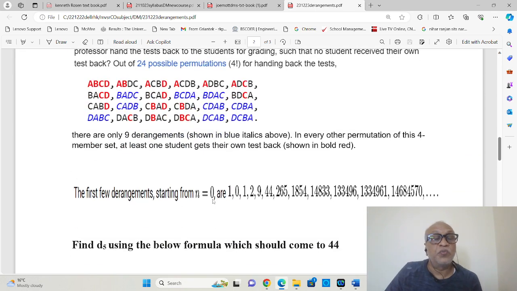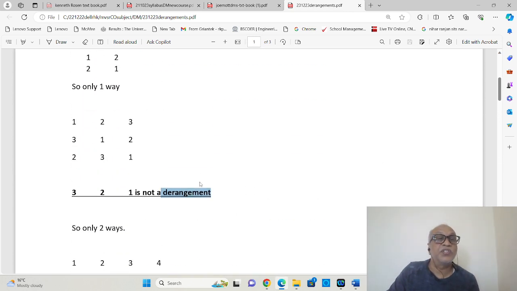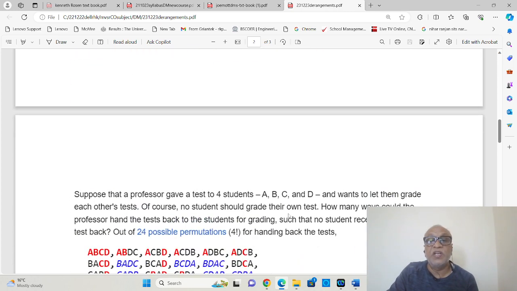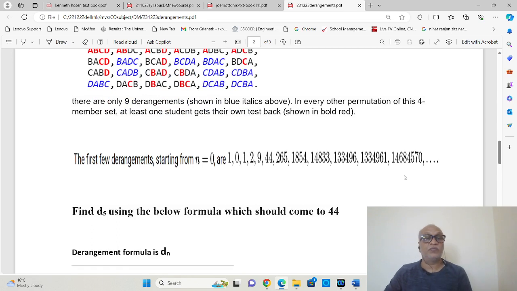Okay, so suppose we are starting with 0. For 0, one possibility is there. Next possibilities are 2, 9, 44, 265. For example, what is the number of ways for 2? The number of ways possible for 3 objects is 2. For 4, 9. So that's why we are getting 9. For 5, 44. For 6, 265. Like that, possibilities are there.